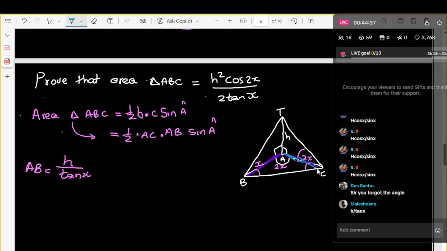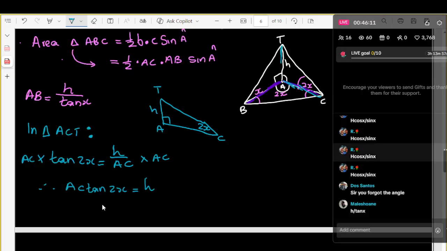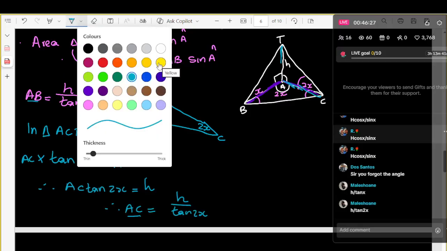The aim is to find what AC equals. So if we rearrange this, I can multiply both sides by AC. Therefore, AC times the tan of 2x is just h. But we are looking for AC, so we can divide both sides by tan 2x to get AC equal to h over the tan 2x. Look at this. AB and AC are equal. So now we just have to take these two given angles.